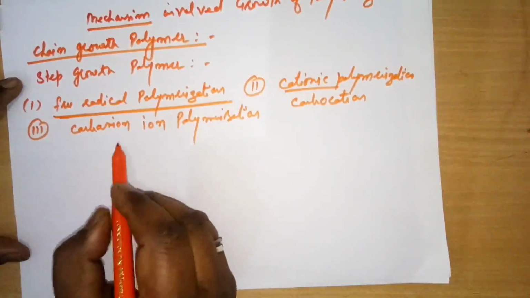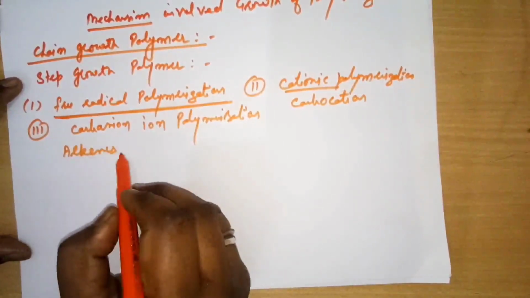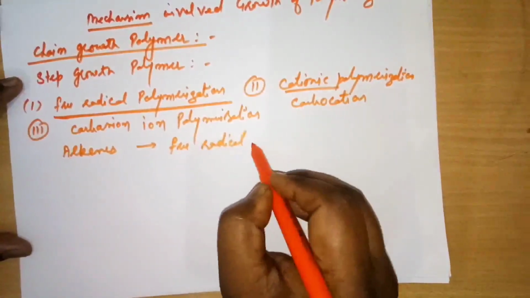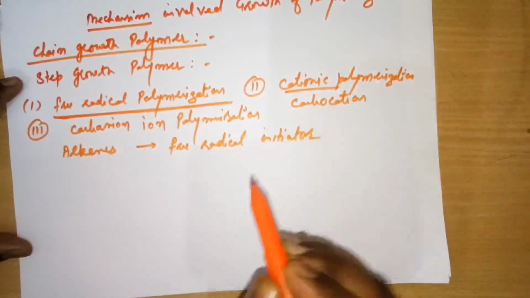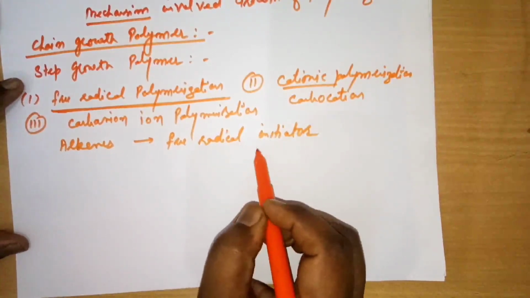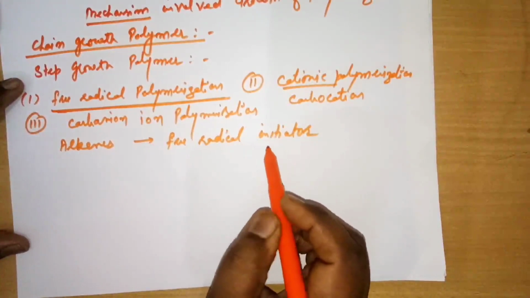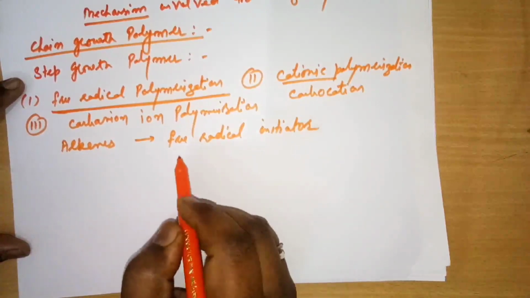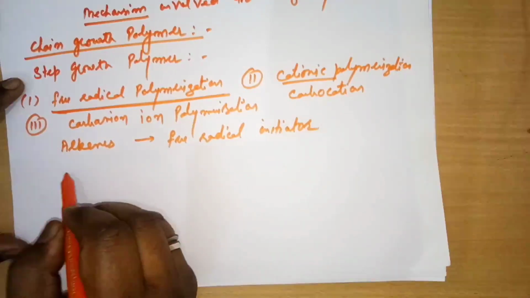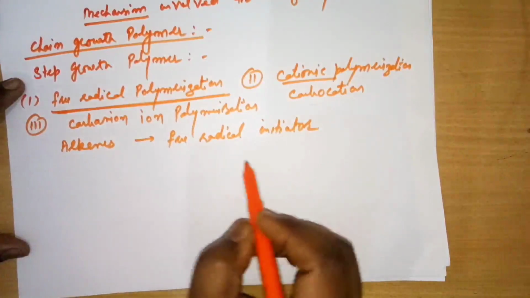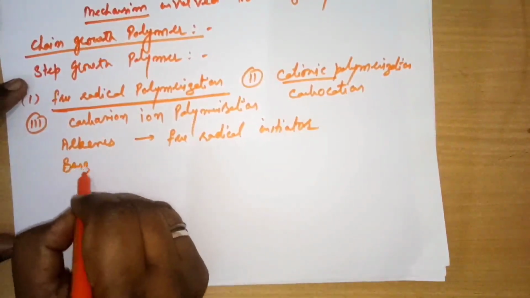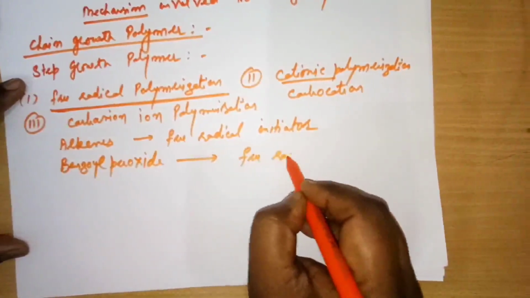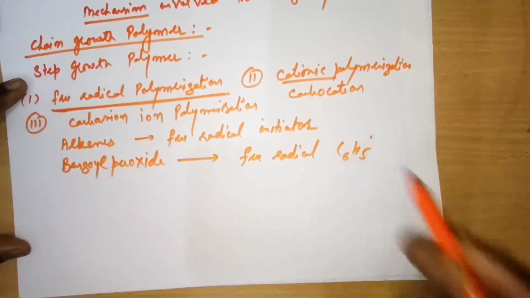A variety of unsaturated compounds such as alkenes and their derivatives undergo polymerization in presence of a free radical initiator. These free radical initiators are obtained from dioxygen or benzoyl peroxide. These initiator molecules readily decompose on mild heating to form initiator free radicals. For example, when benzoyl peroxide is heated, it gives phenyl free radical.